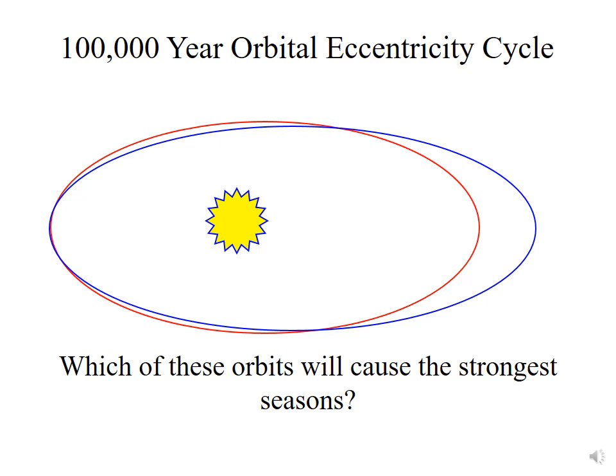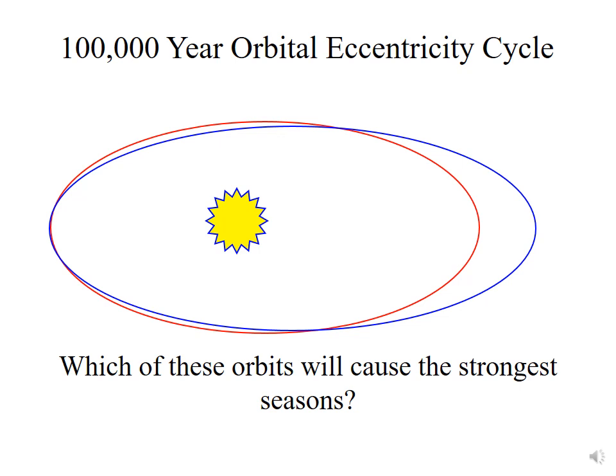So here we have the essentially 100,000 year orbital eccentricity cycle. And remember that this change in the eccentricity of our orbit is basically caused by gravitational interactions with Jupiter and Saturn. So which of these orbits will cause the strongest seasons?